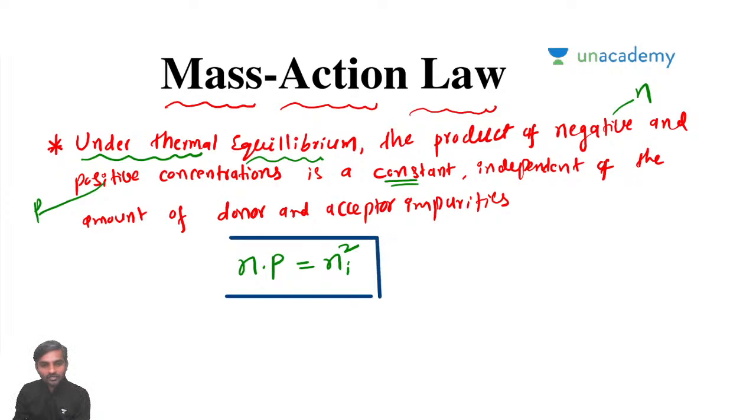Based on this, hundreds of questions can be asked in the examination. For the last 20-25 years, a question has definitely been asked based on this formula. N into P is equal to ni square. It is a very important formula.